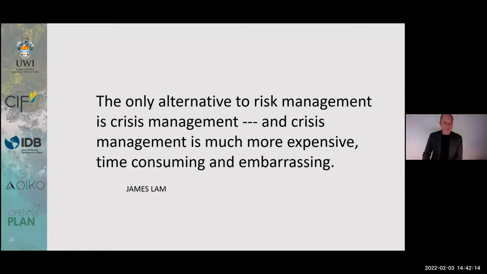Yes, I closed this section. I think we covered in half an hour the conceptual framework for the InVEST model, with just a sentence from one of the pioneers of risk management: the only alternative to risk management is crisis management, which obviously is more expensive, time-consuming, and embarrassing. So I hope it was clear.